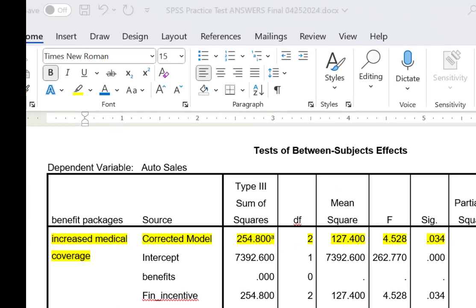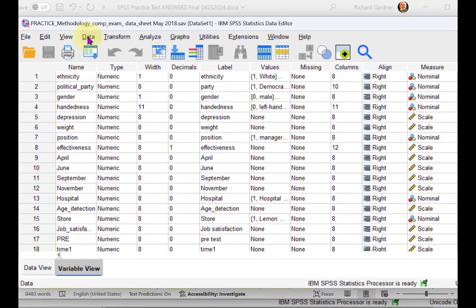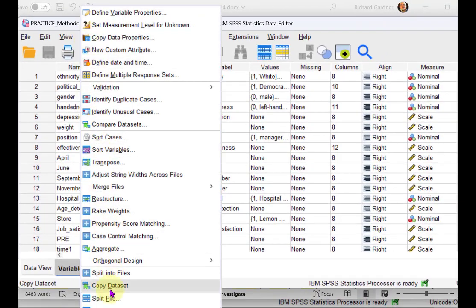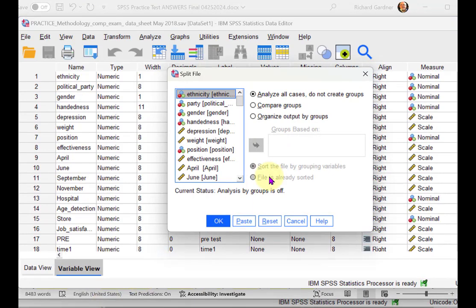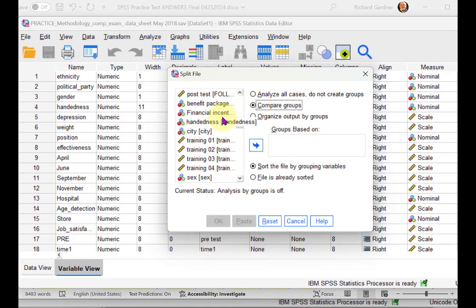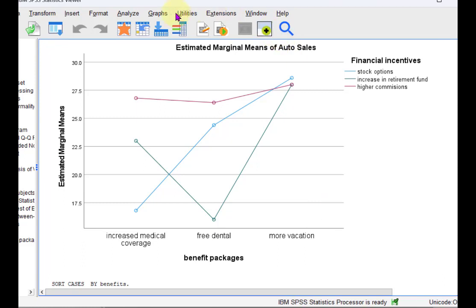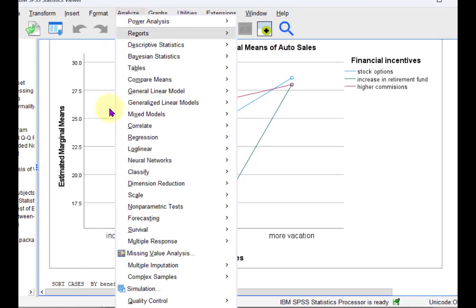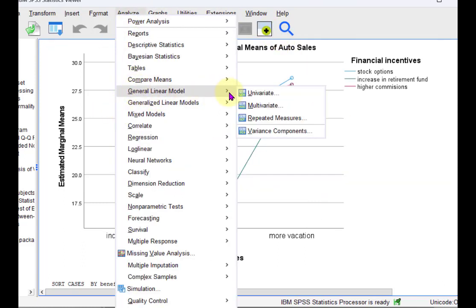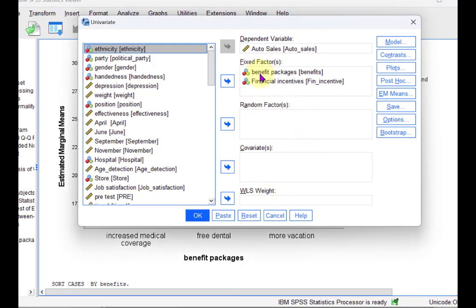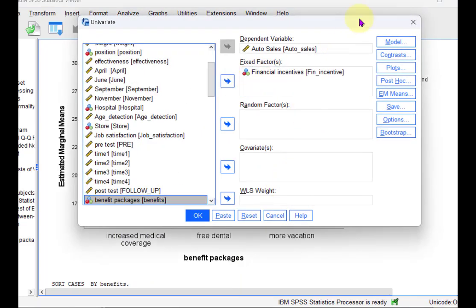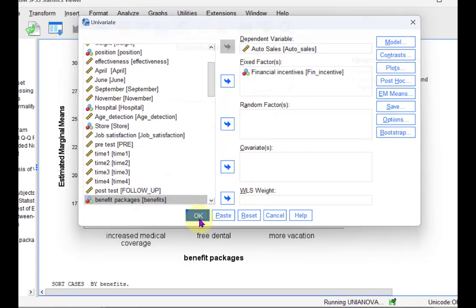We would go back here, and we would go to Data, Split File, compare groups, based on, where are you? Benefits package. And then we're going to rerun the ANOVA. We're going to go to Analyze, General Linear Model, Univariate. And we're taking out benefits package because we split the file. Everything else should be okay. Shkabam, Sam.